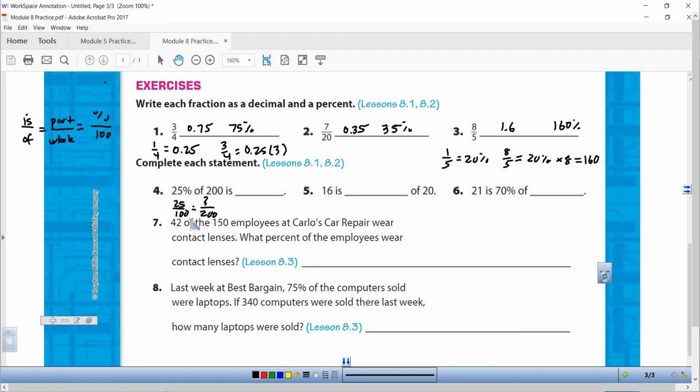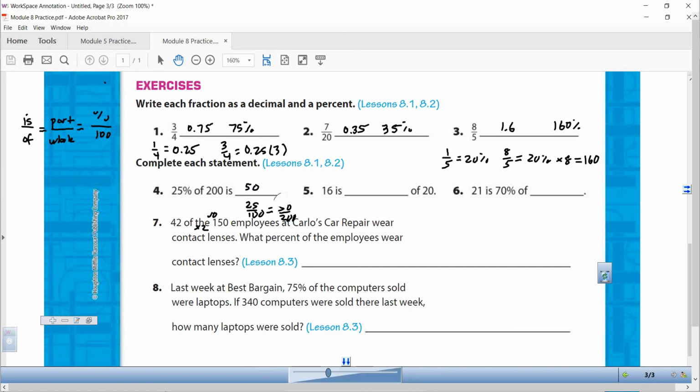Well, what do I have to do to get from there to there? I have to multiply by 2, right? So I have to multiply that one by 2. So the answer is 50. 25 over 100 is equal to 50 over 200. This one's just double of that one. 25% of 100 is 25, so 25% of 200 is 50.